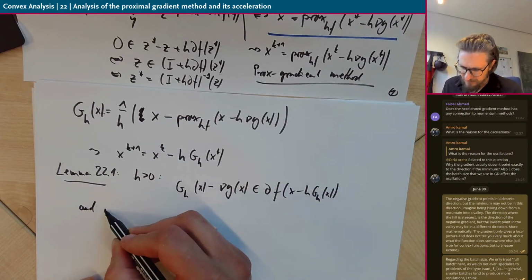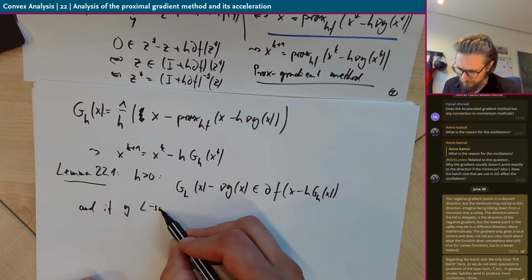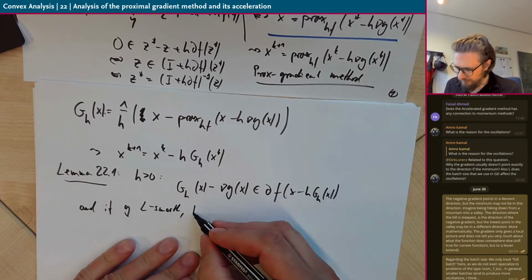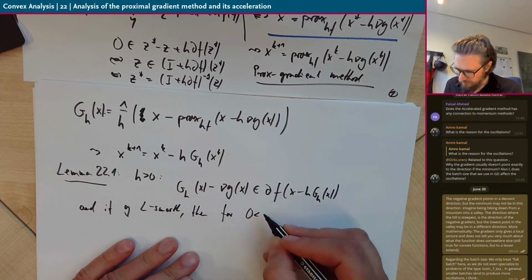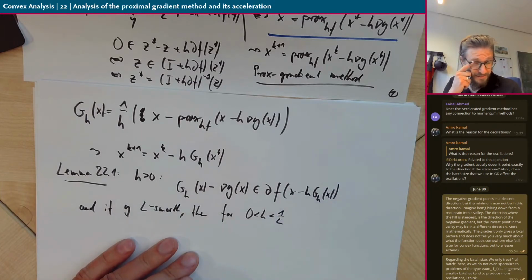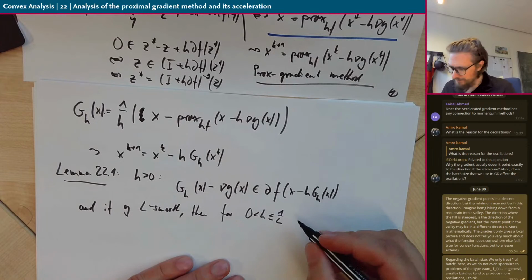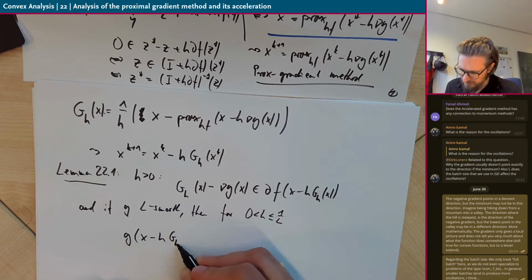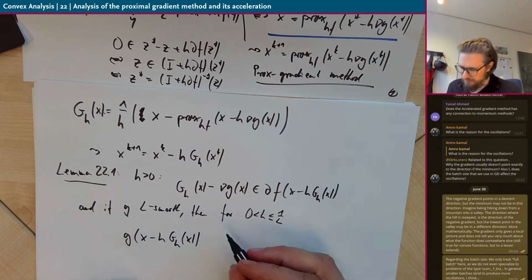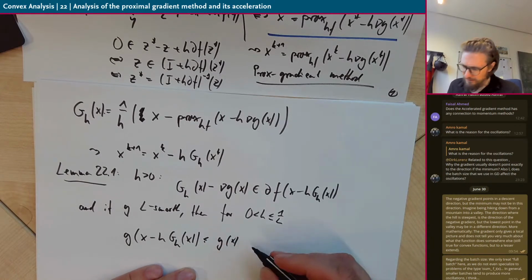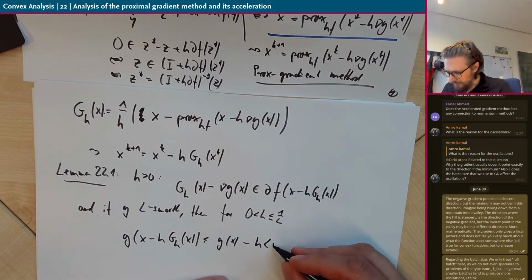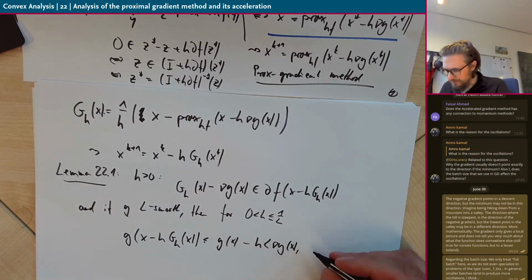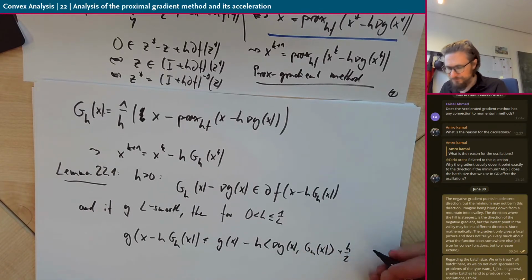And if g is L smooth, then for h between 0 and 1 over L, we even have that g of x minus h capital G h is smaller or equal than g of x minus h times the gradient of g of x, G h of x, plus h over 2 times the norm of G h of x squared.